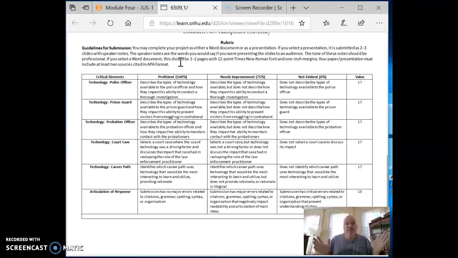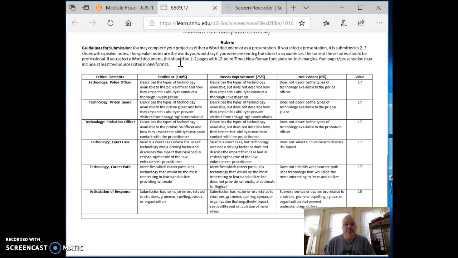Answer it. What types of technology are available to a police officer? Name a couple. And how it impacts his ability to conduct a thorough investigation. It impacts his ability to conduct an investigation because, boom. Likewise, prison guard. Describe the types of technology available to him or her. A couple examples. Then write a sentence or 2 on the impact on his or her ability to prevent visitors from smuggling contraband. A couple lines. Remember, we talked about that earlier. Same thing, probation officer. Describe the technology and how does that impact him or her to maintain contact with probationers.